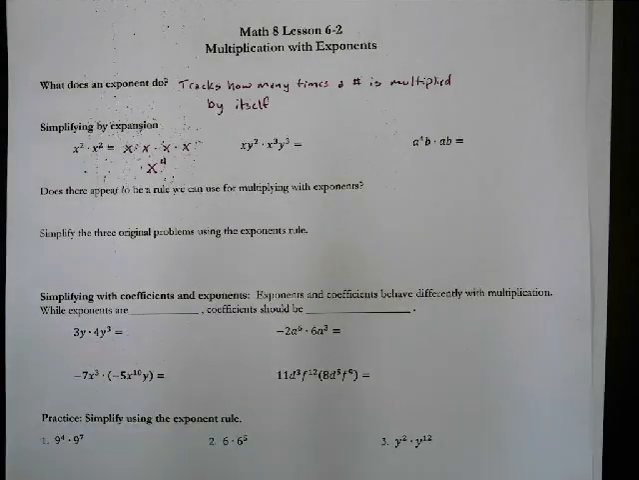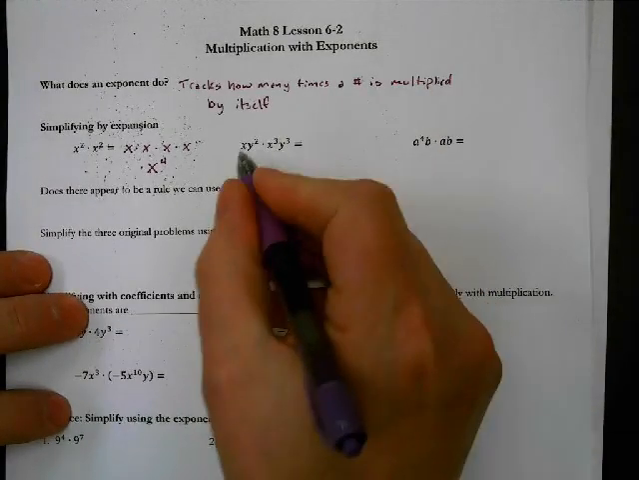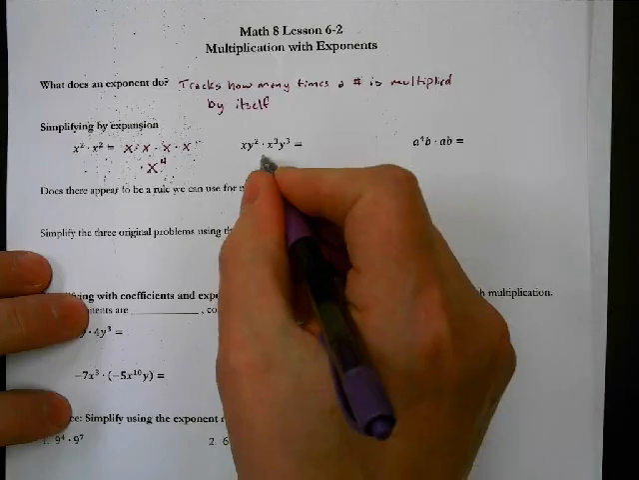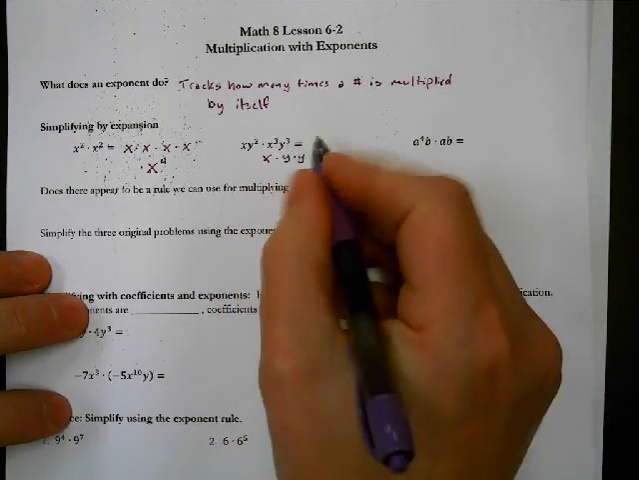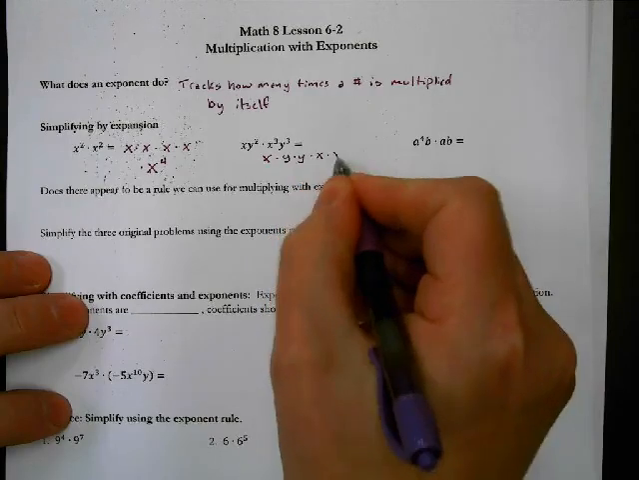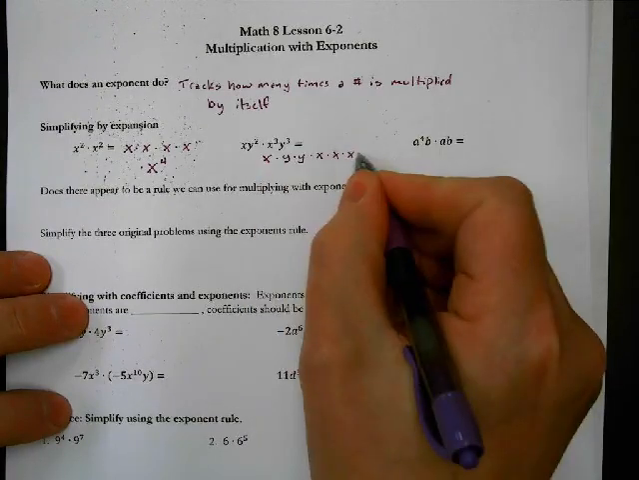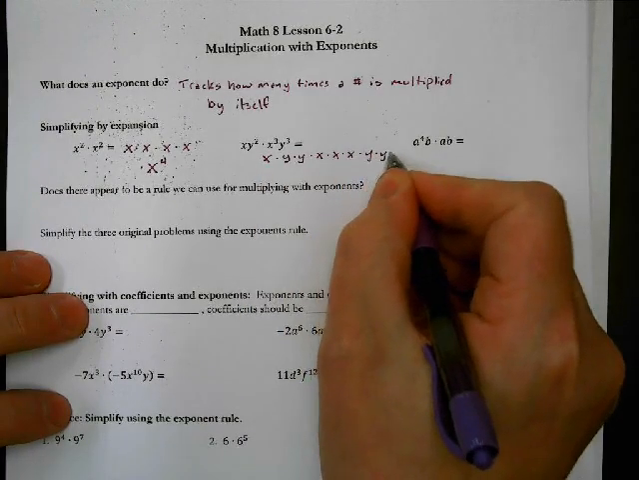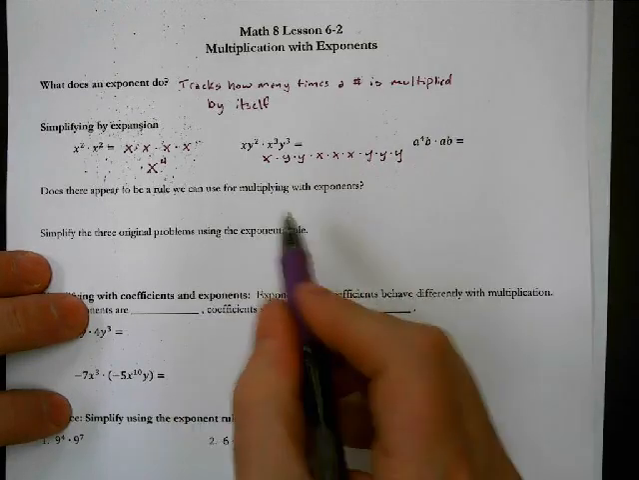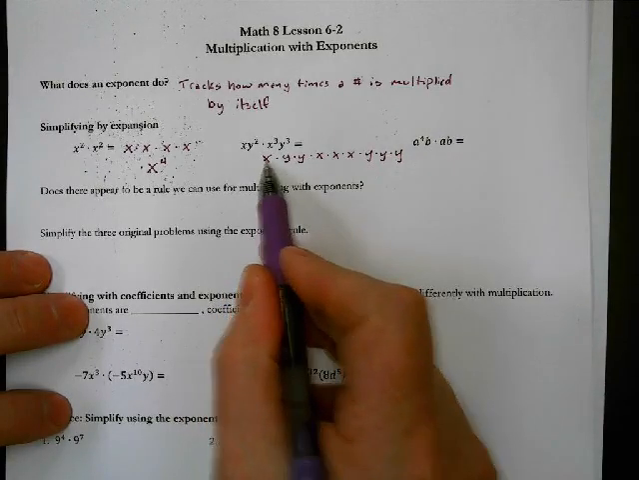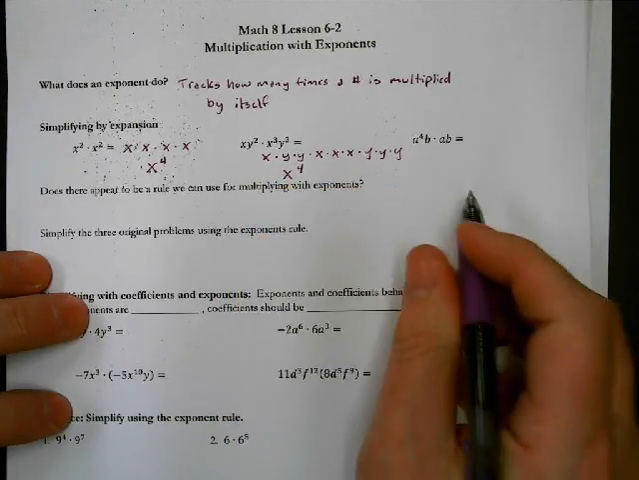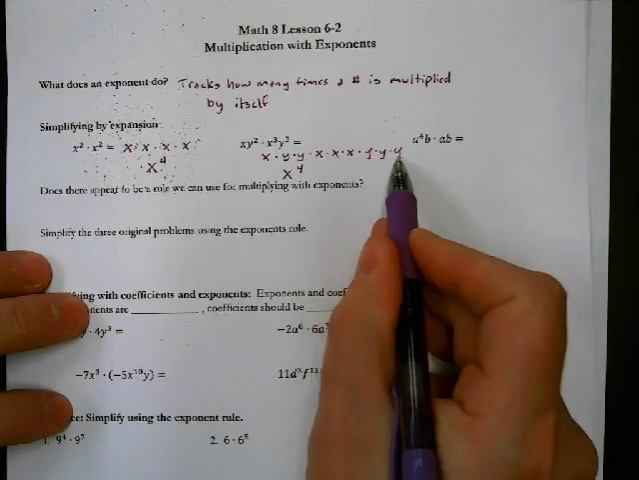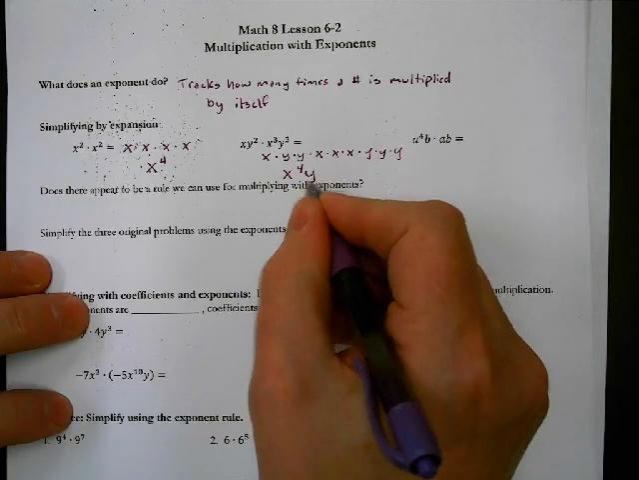On this next one, if I did expansion, on the first part, I would have an x and 2 y's. On the second one, I would have 3 x's and 3 y's. So if I'm simplifying this, it looks like I have a total of 1, 2, 3, 4 x's, x to the 4th. And I've got 1, 2, 3, 4, 5 y's, y to the 5th.